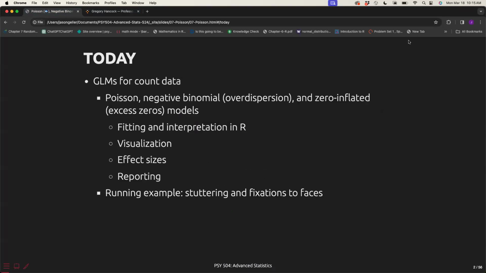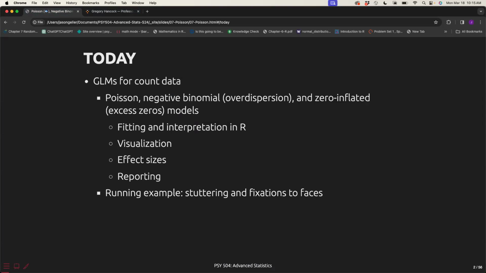So as Kennedy nicely introduced, we're going to be talking about Poisson regression today. So today we're going to finalize our discussion on generalized linear models, and we're going to focus on count data today. And what I want to do today is talk about Poisson, negative binomial, and zero-inflated models.